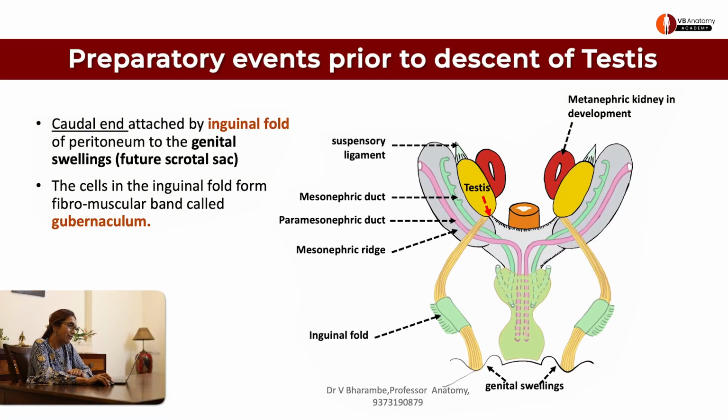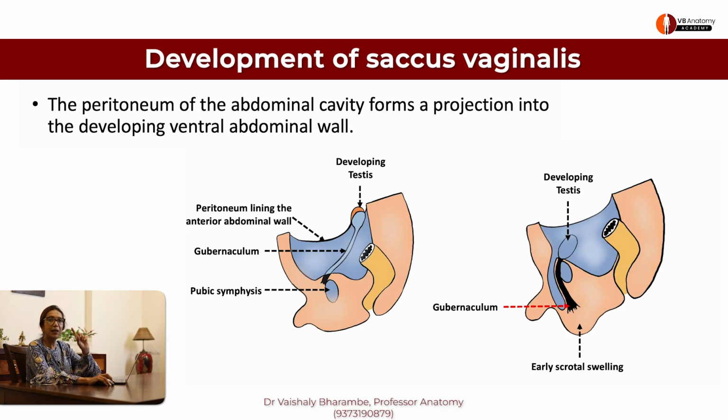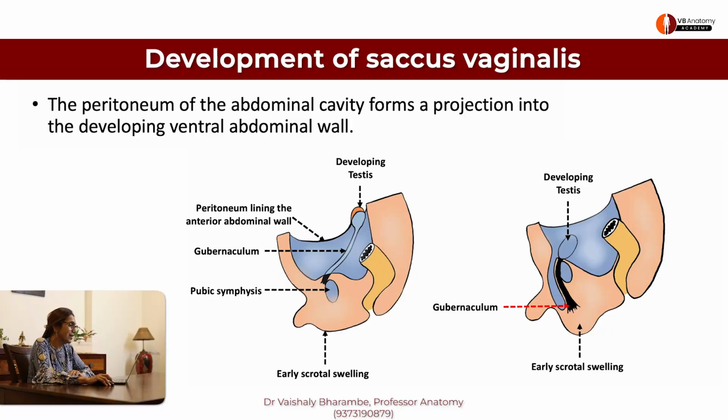So, anchored above by suspensory ligament, anchored below by inguinal fold. Now what happens? Within the inguinal fold, a fibromuscular band develops. This fibromuscular band is called the Gubernaculum. The testis is here. This is the peritoneum that is covering the testes. This is the Gubernaculum attaching the testes to the early scrotal sac. Early scrotal, there is no scrotum developed yet. Now, a projection of peritoneum comes to cover over the testes, forming a little sac, which is called the saccus vaginalis.